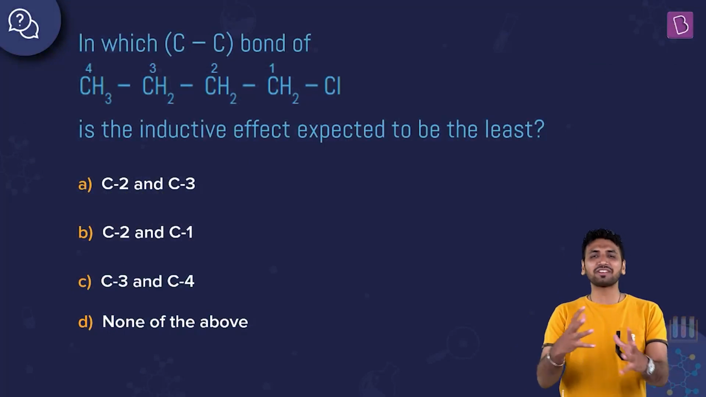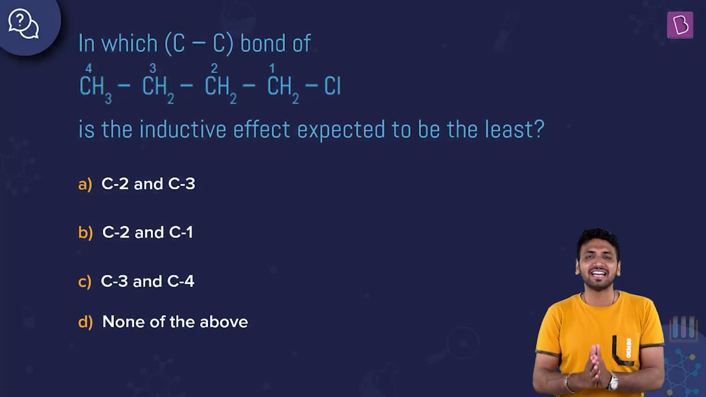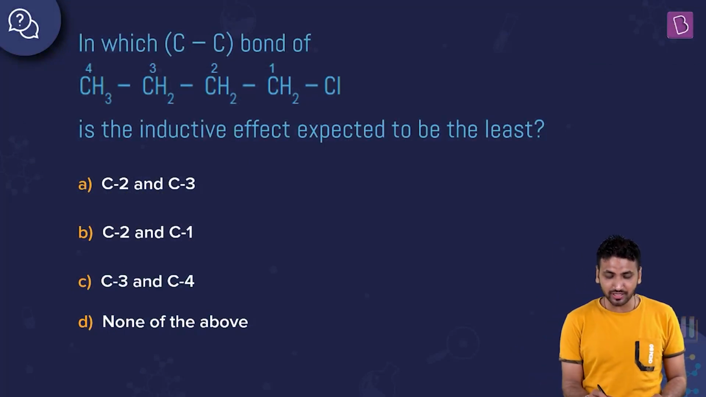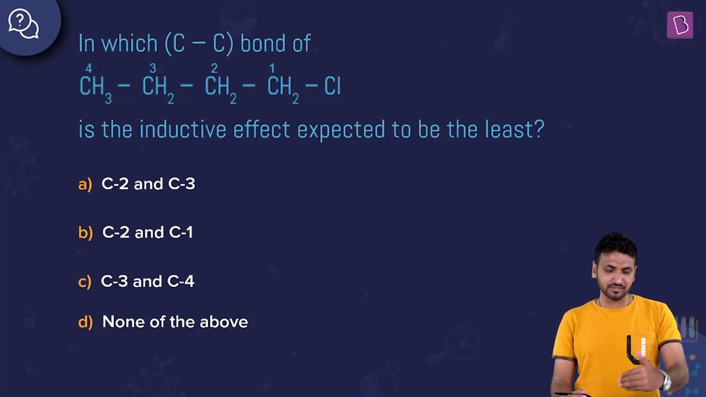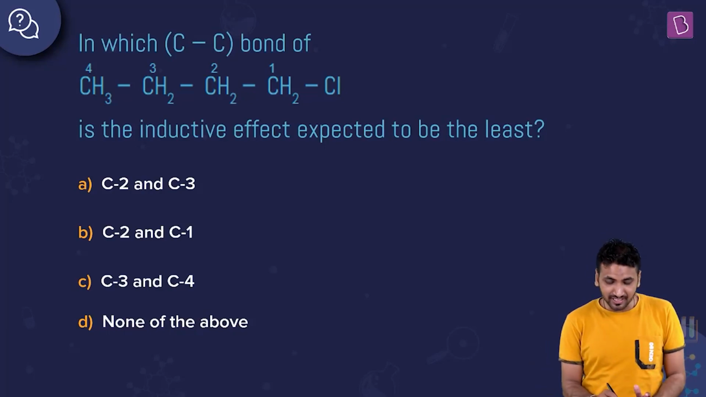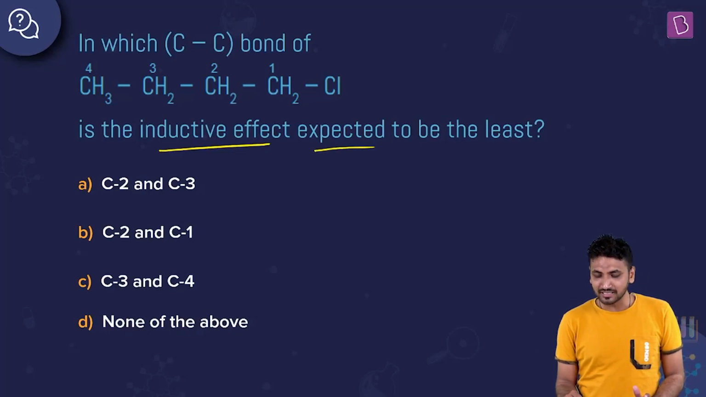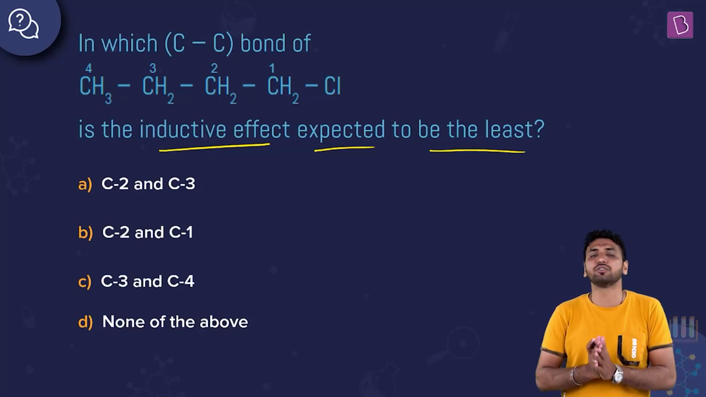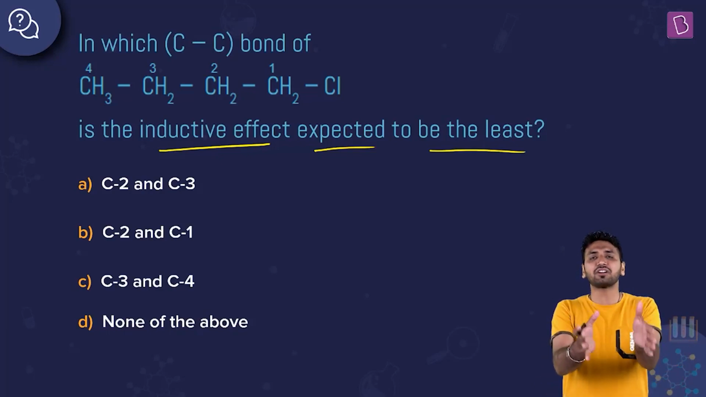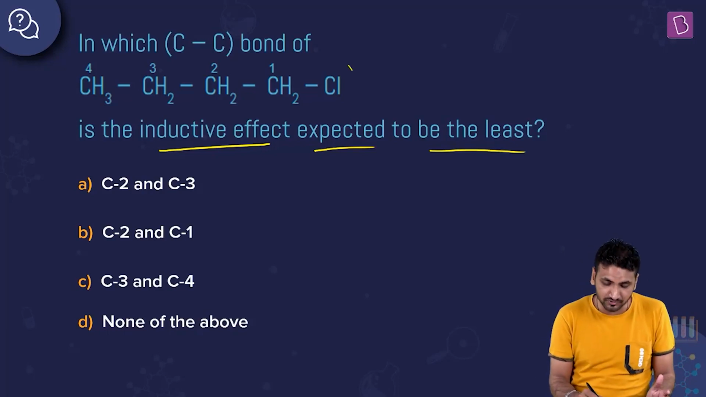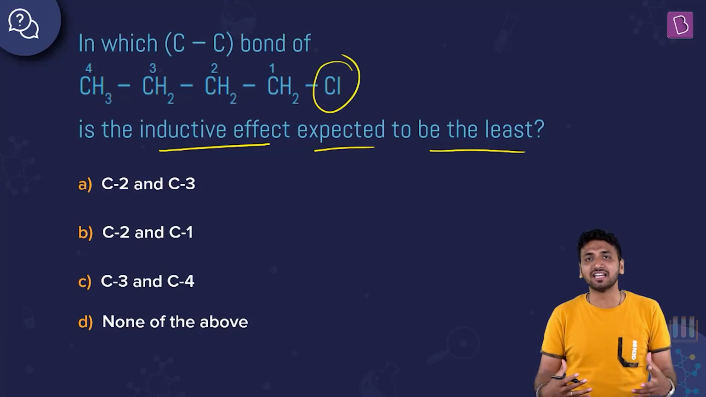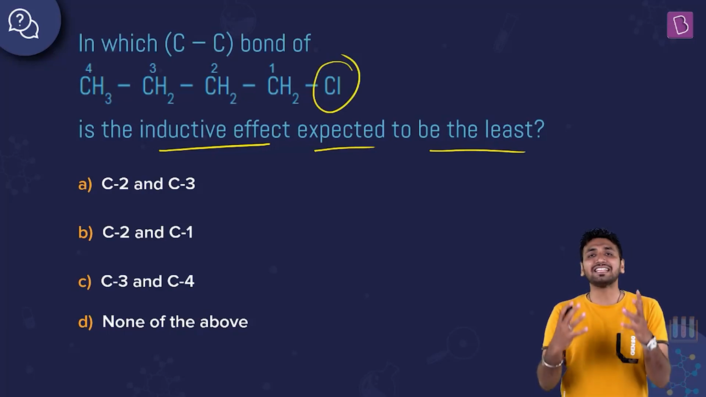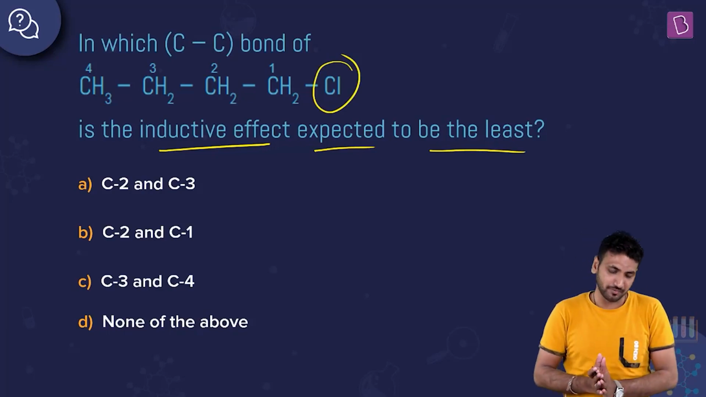Okay, so here we have a question based on the inductive effect, and let's see what the question demands. In which C-C bond of this molecule, this is like chlorobutane, is the inductive effect expected to be the least? And you have in the options C2 and C3, C2 and C1, C3 and C4, none of the above. So they are basically asking you for that pair of carbon-carbon bond where the effect of the Cl, this electronegative Cl, this minus I group, is going to be the least, right? The effect is least.